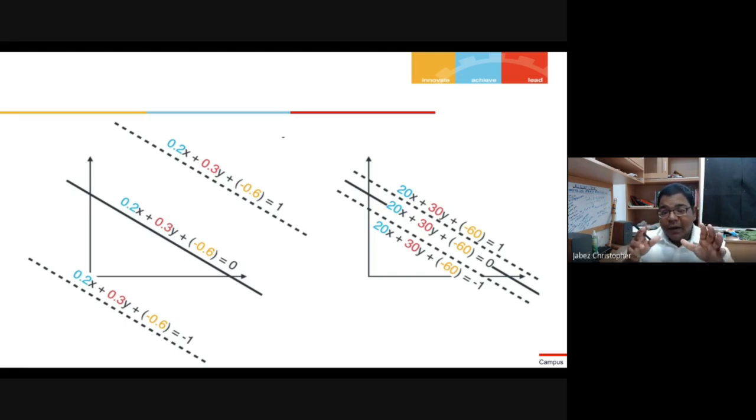What I want you to understand by this is that we are going to enhance or play with the classifier by playing around with these margins. That is all you need to understand here.